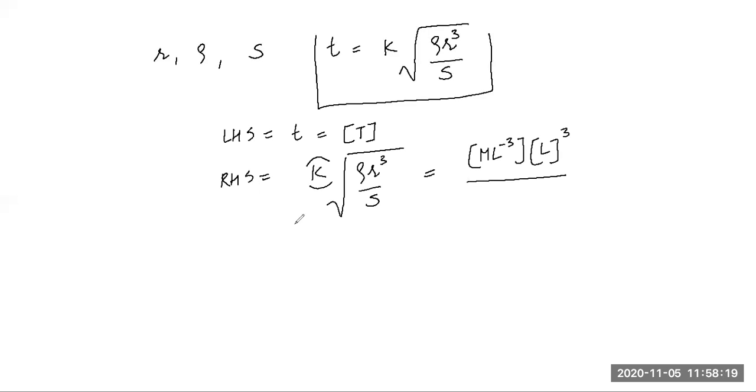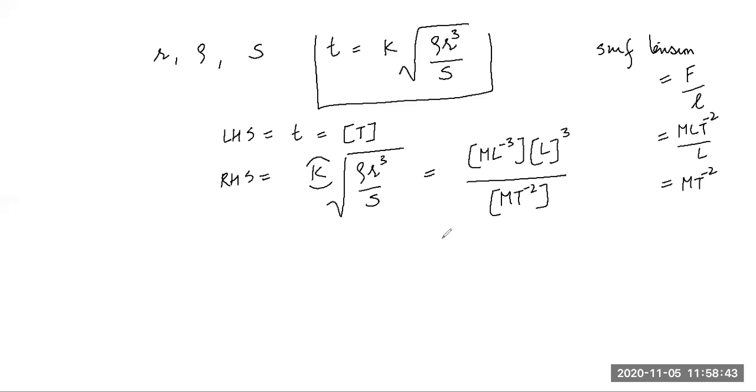Divided by, now this is surface tension. Surface tension, students, is equal to force by length. Force unit is M L T minus 2 divided by L. So it will be M T minus 2, right? So this will be M T minus 2. Am I right, students? So now you can see that L minus 3 and L cube will cancel out, right?